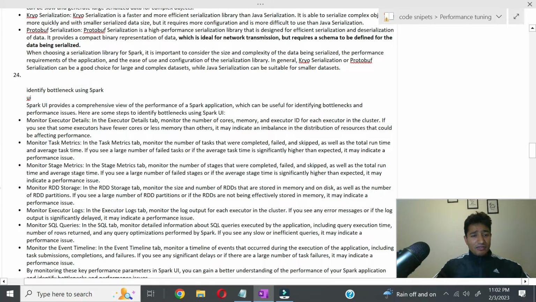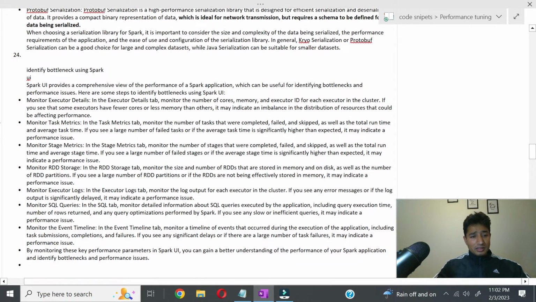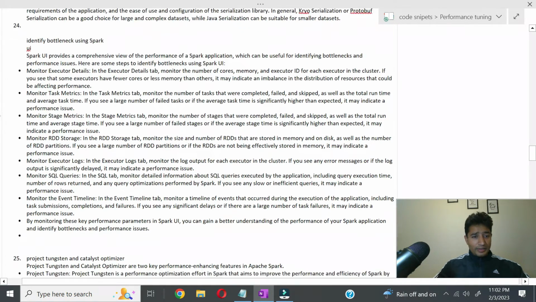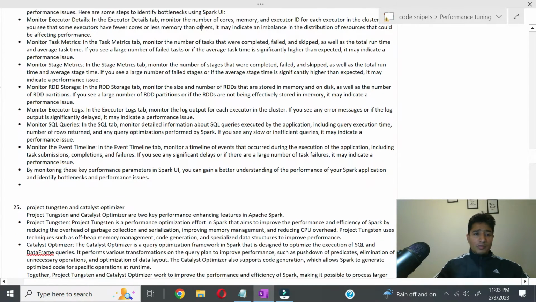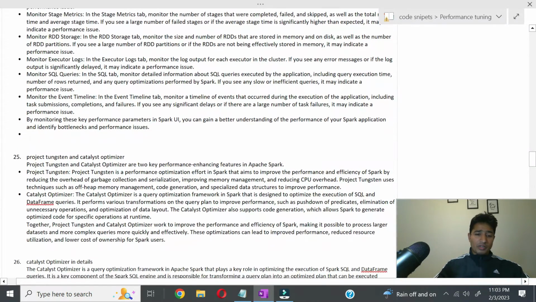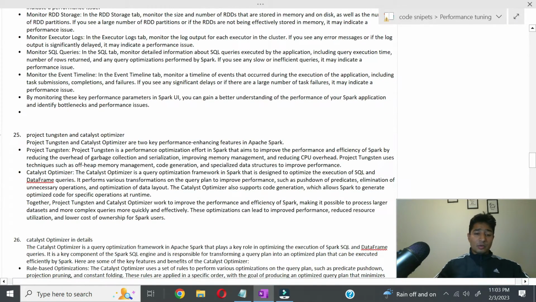Last bit, identify the bottleneck using Spark UI. So Spark UI provides a comprehensive view of the performance of a Spark application, which can be useful for identifying bottlenecks and performance issues. So for example, we can monitor the executor details, we can monitor task metrics, we can monitor stage metrics, we can monitor RDD storage, executor logs, SQL queries, event timeline. So all these parameters we can watch, right? Let's see the most important bit.